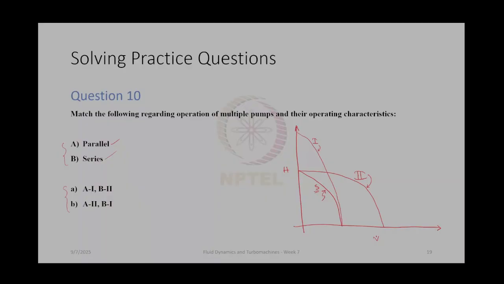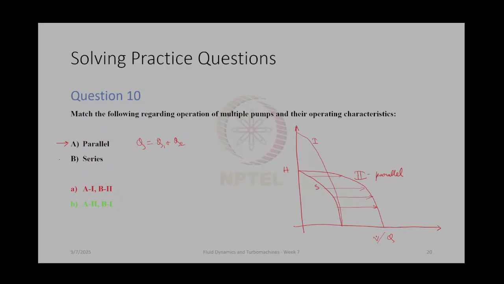Okay, let's take a look at the solution. It's actually option B, A2 B1. So let's look at this one by one. When you're using multiple pumps in parallel, the Q gets added, the volume flow rate, so it becomes Q1 plus Q2. As a result, the operating curve shifts to the right. It gets scaled horizontally, along V dot or Q, whatever you call it. And this is what happens in a parallel case. So 2 is basically parallel operation.